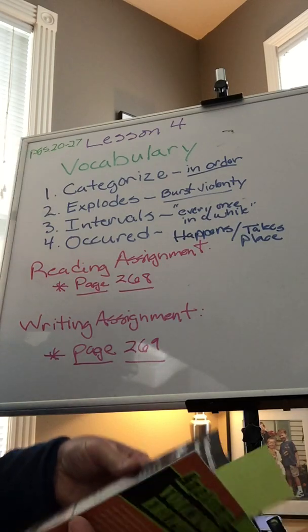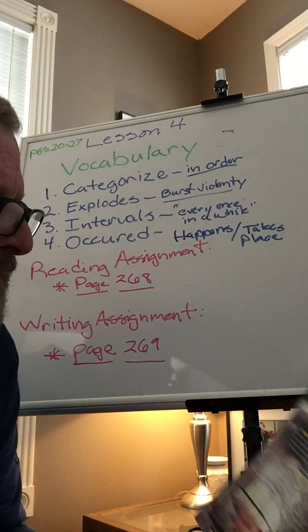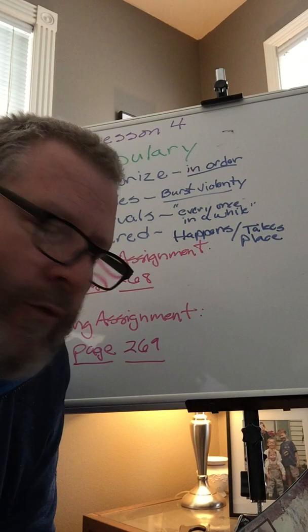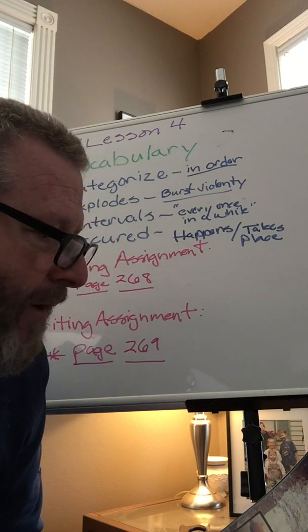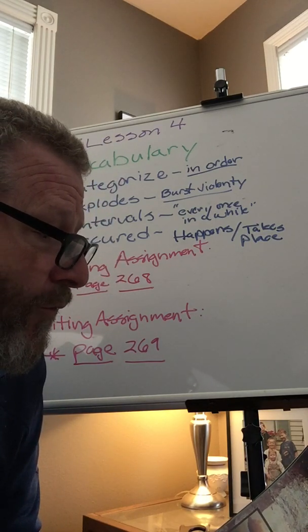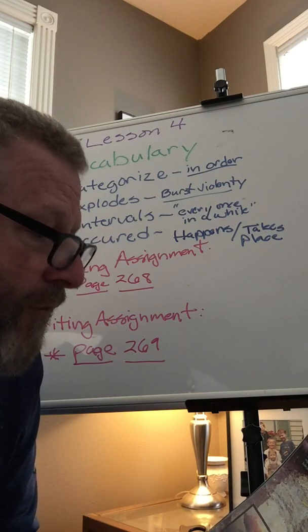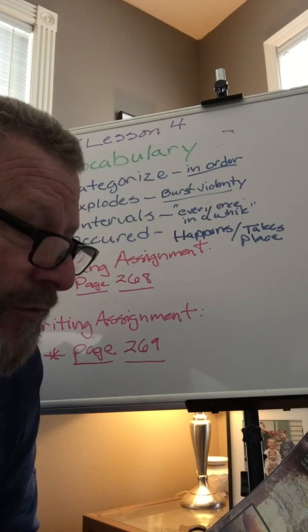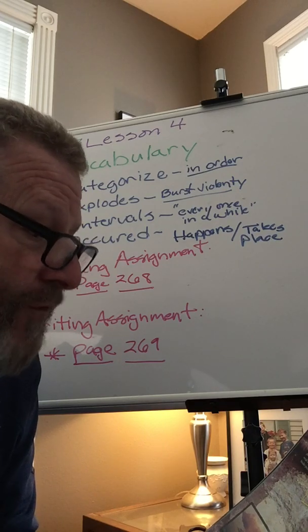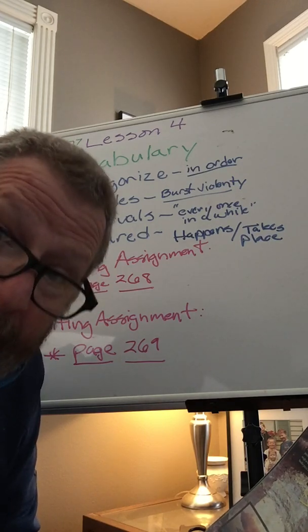Page 26. We're almost done. Page 26. The materials of a volcanic eruption. Tephra, rock fragments that erupt from a volcano. They vary in size. Larger pieces are called blocks or bombs. They can weigh as much as 30 tons, 27 metric tons. Wow, that's very heavy.